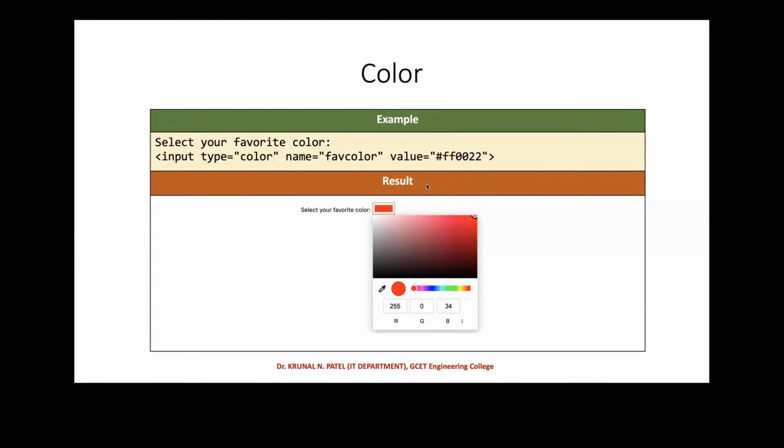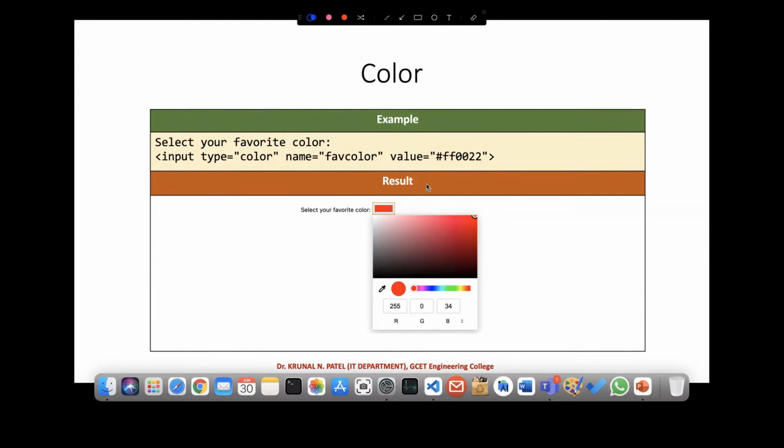In this example, if you write this one line, it will display output like this. Here, our input type is color. You can provide any name, and you can also provide a default value. That default value will be displayed in this field. Whenever the user clicks on this, this kind of color picker will pop up.